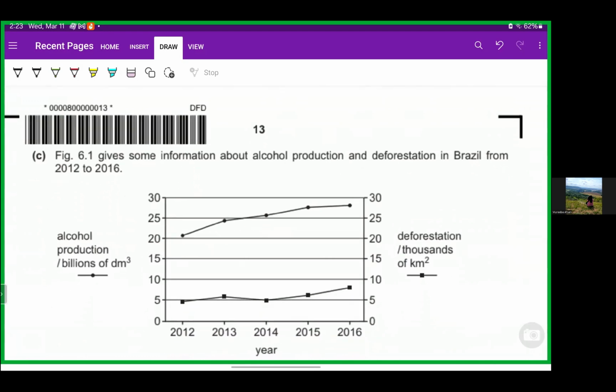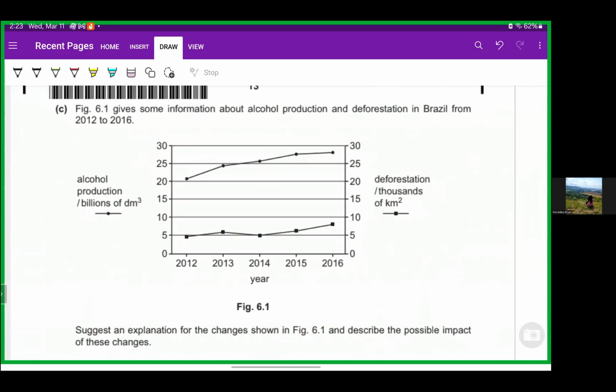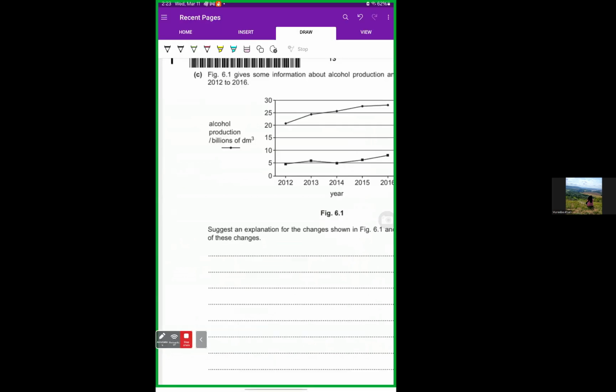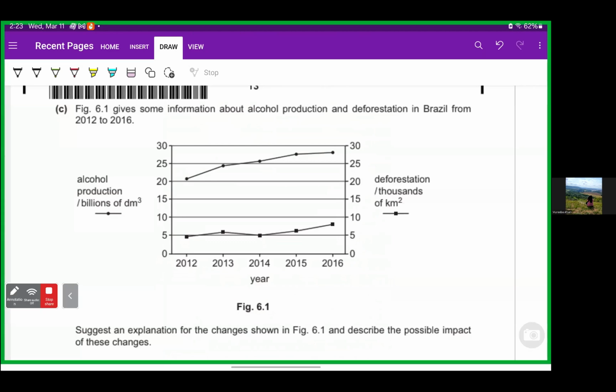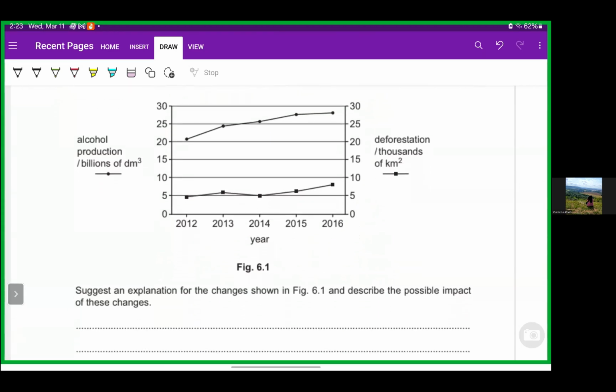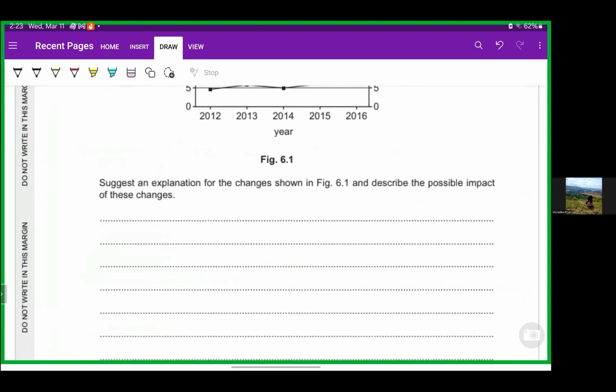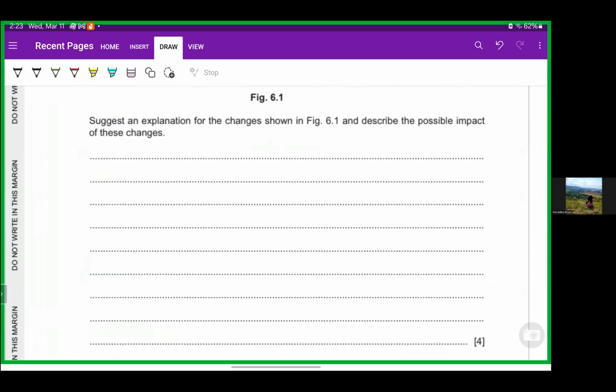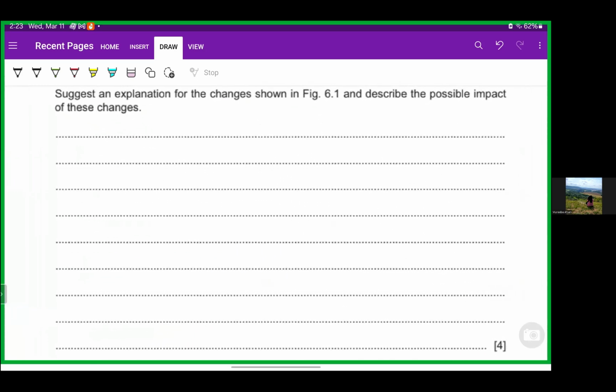Next part, figure 6.1 gives some information about alcohol production and deforestation in Brazil from 2012 to 2016. You can see that alcohol production over the years also increased, as well as deforestation. So you have to suggest an explanation for the changes shown in figure 6.1 and describe the possible impact of these changes.